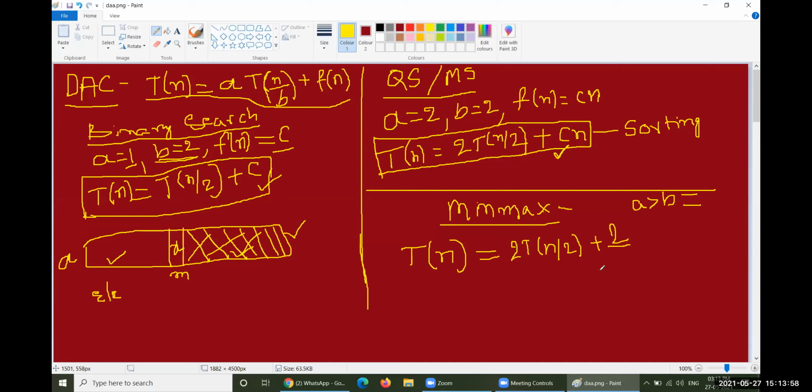Yes, every time, 1 comparison for minimum and another for maximum, so 2 comparisons must be done. That is why we have placed 2 here. That is the reason behind placing 2 here. We have to evaluate these 3, so at least 2 will be evaluated.